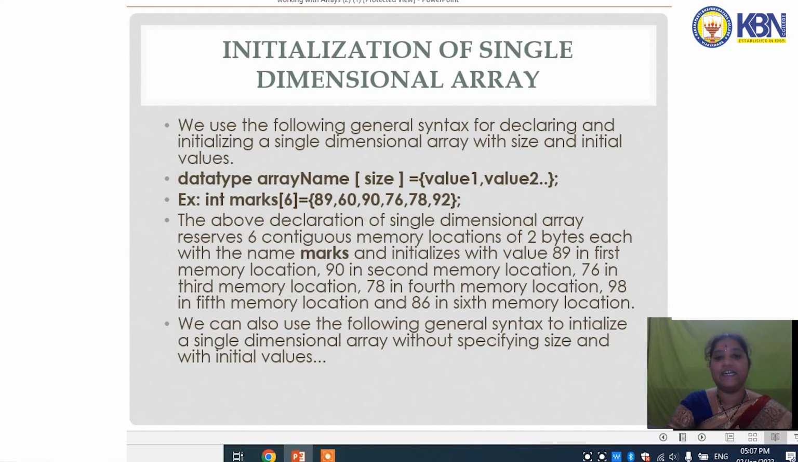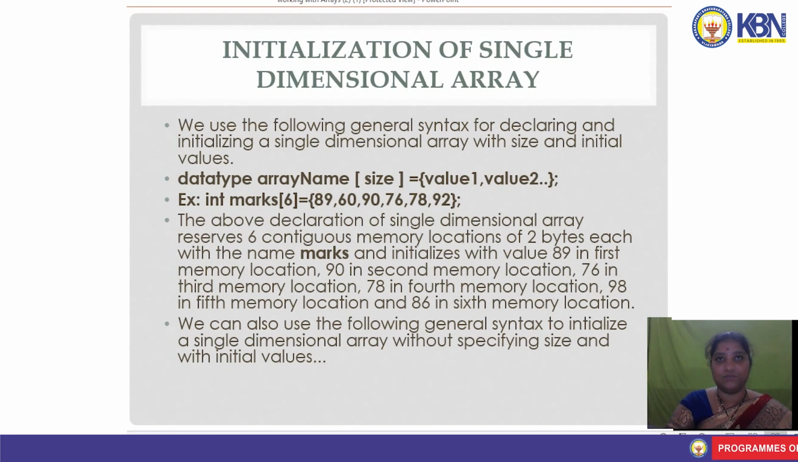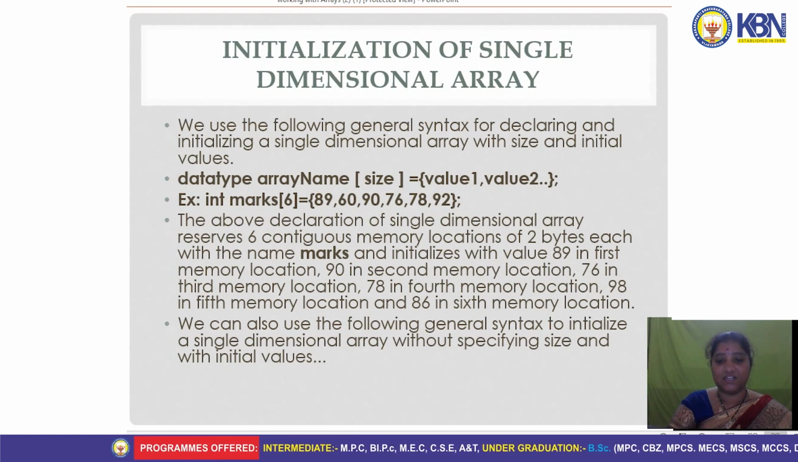choose the student marks. So the data type is an integer, and the array name is marks. We can declare marks for 6 members. Usually one student has 6 subjects: Telugu, science, social, computers, maths, physics, electronics. So we can give 6 subjects' marks: 89, 60, 90, 76, 78, 92.